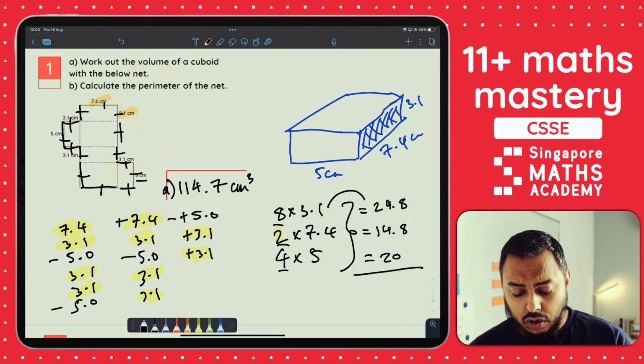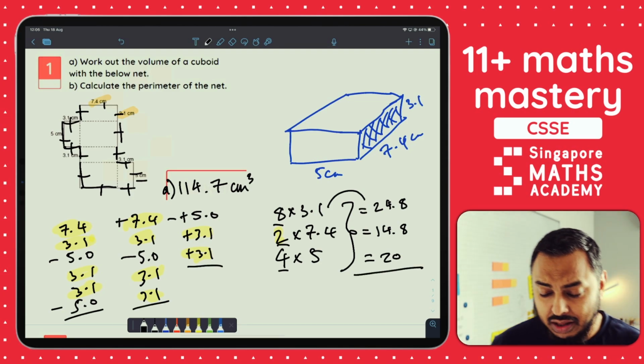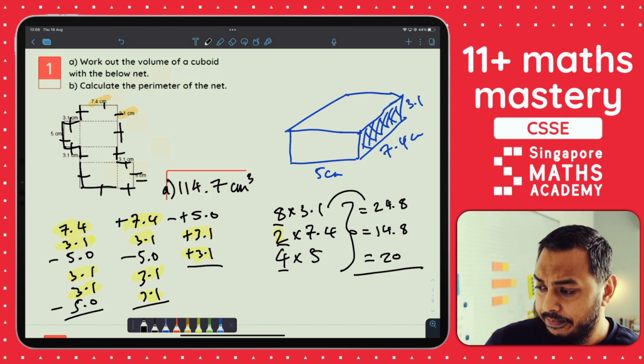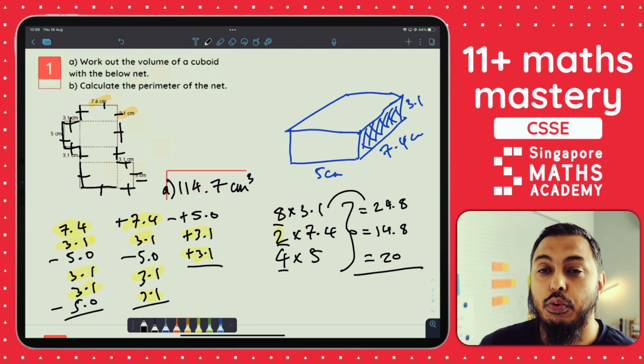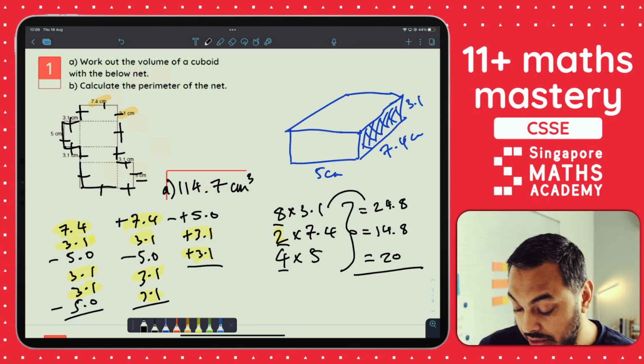So instead of using column addition to add all of these together, that would take me quite a bit of time, right? That would take a lot of children a lot of time, and they might make mistakes. It'd be more sensible for us to use multiplication and then add them together.